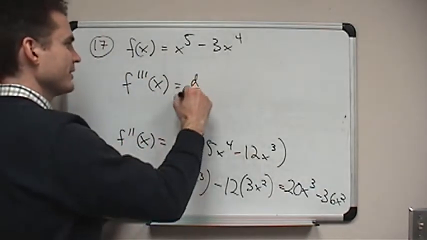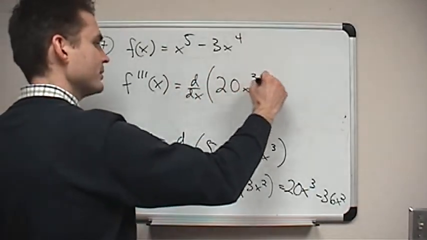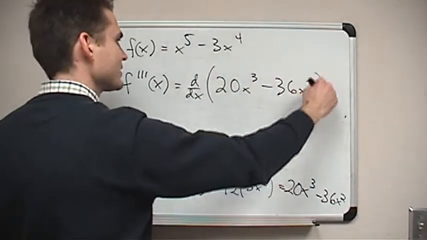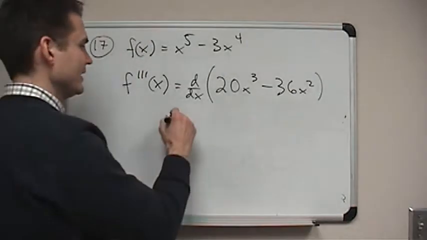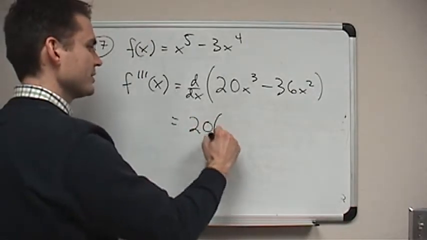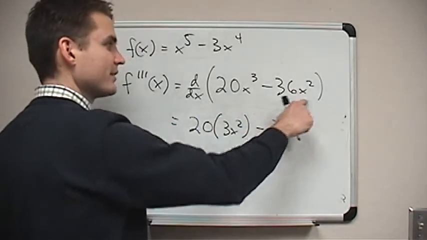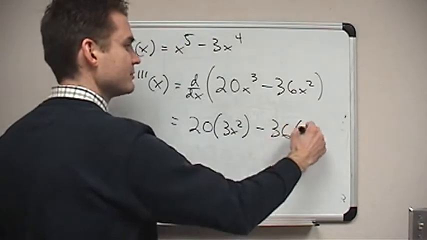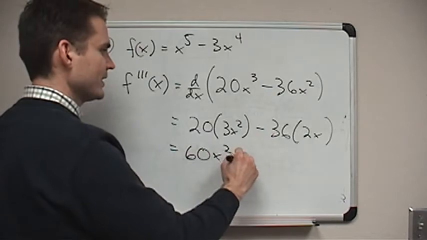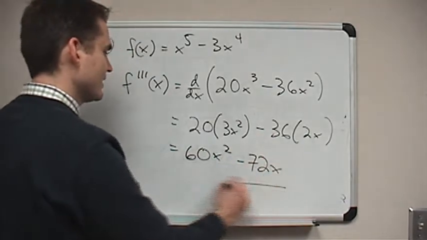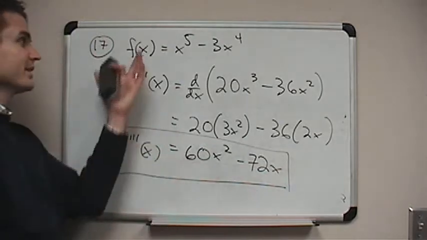Well, it's the derivative of what we just found. It's the derivative of the second derivative. So I take the derivative of 20x cubed minus 36x squared. If you're okay with the last two, then certainly you know what to do here. The derivative of 20x cubed is going to be 20 times 3x squared. And here, the derivative of 36x squared is going to be 36 times 2x. So I get 60x squared minus 72x. Okay, that is f prime prime prime of x, the third derivative of this function.